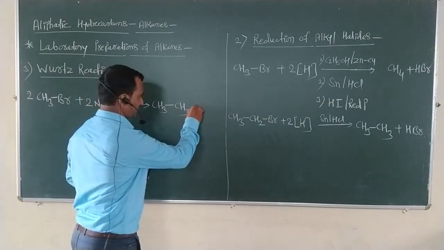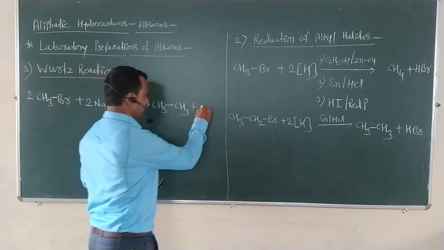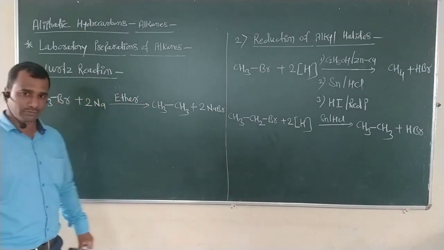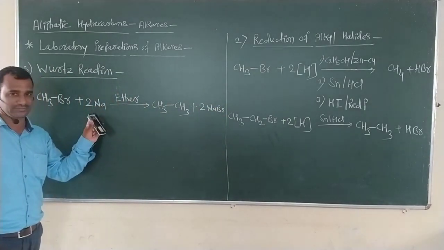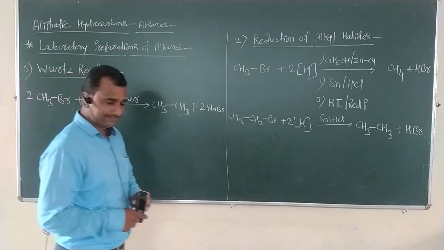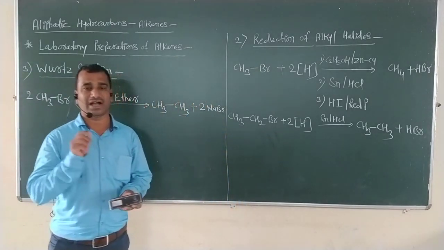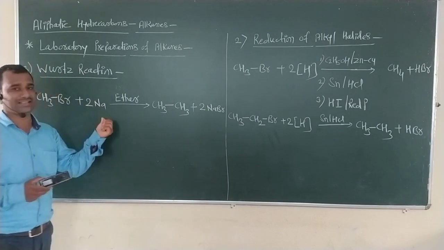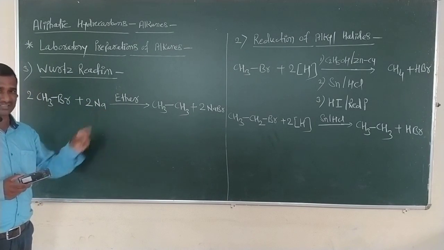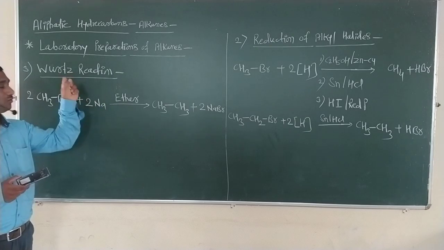Now, what is the byproduct obtained by this reaction? This is nothing but 2 moles of sodium bromide, obtained as a byproduct in this chemical reaction known as the Wurtz reaction. So, what is the Wurtz reaction? It is a method of preparation of higher alkanes from alkyl halides by reacting these alkyl halides with pure sodium metal in presence of dry ether.